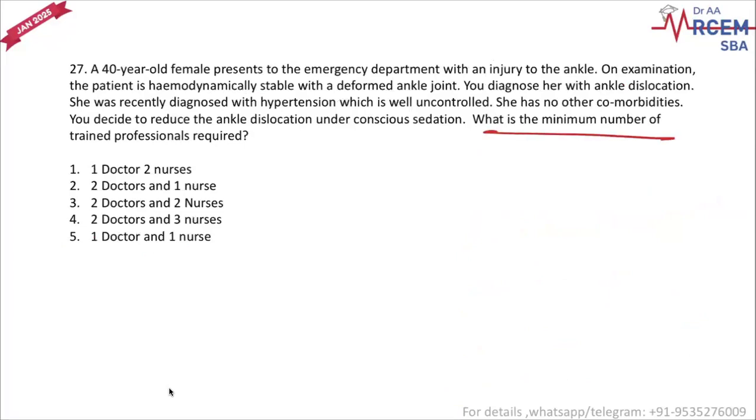What is the minimum number of trained professionals required for conscious sedation? They are asking. The minimum required is 2 doctors and 1 nurse. 1 doctor is to perform the procedure. 1 doctor is to give the conscious sedation. 1 nurse to help you out. It can be any trained healthcare professional also.